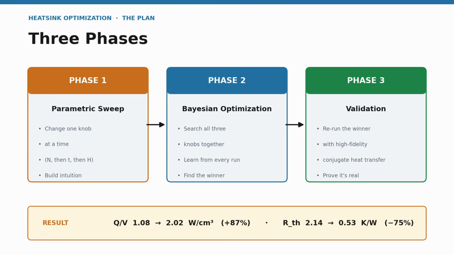3 phases. Phase 1, we sweep one knob at a time just to build intuition and see how each one behaves on its own. Phase 2, we bring in Bayesian optimization and let it search all 3 knobs together, intelligently learning from every simulation it runs. And phase 3, we take whatever it finds and validate it with the expensive, high-fidelity physics to make sure the winner is real and not just gaming our simplified model.